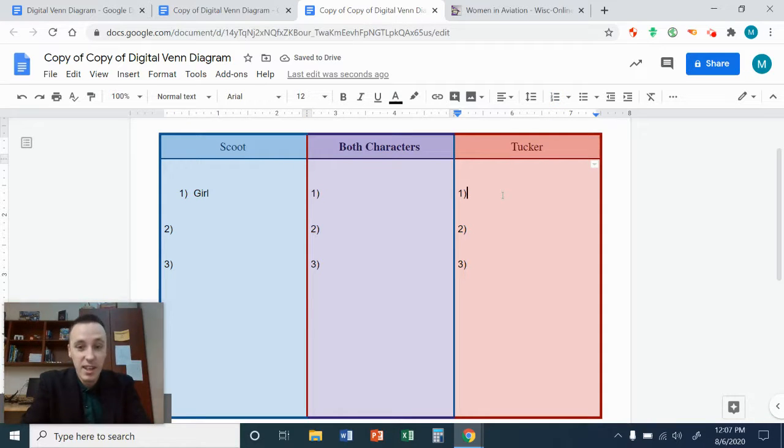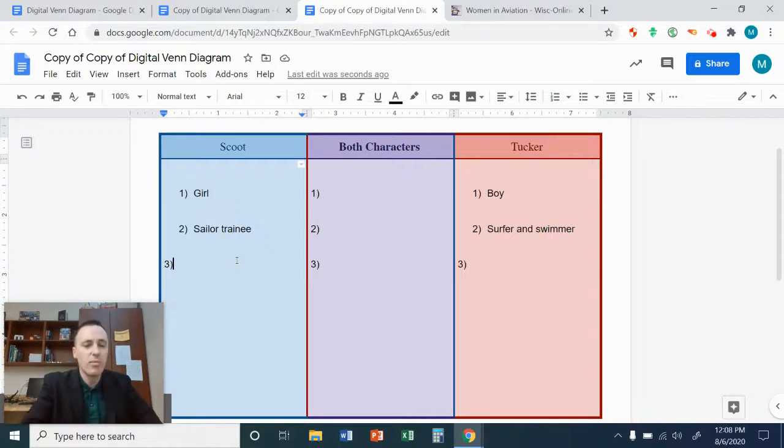Well, it can't be a lot more different because Tucker is a boy. Now, what did they do with their time? What was Scoot? Okay, she was a girl, but she wasn't just sitting there. She was a sailor trainee. So she was trained to be a sailor. What did Tucker do with his time? Well, he wasn't trained to do anything, but he was a surfer and a swimmer. He liked to surf and swim out on the ocean.